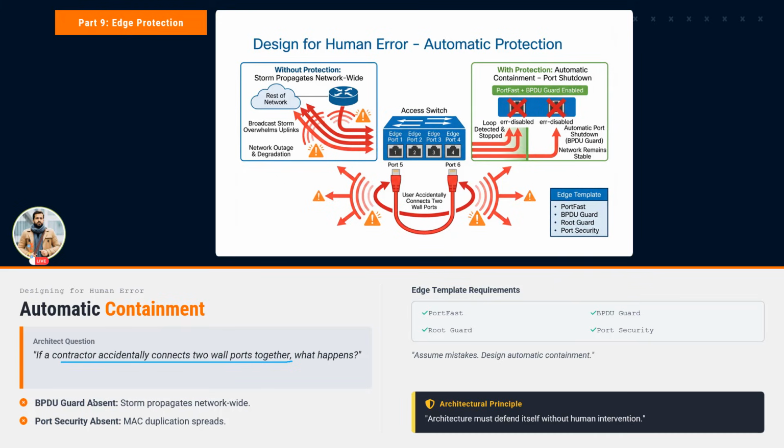What happens? If BPDU guard is absent, the storm propagates. If port security is absent, MAC duplication spreads throughout your network. How do you design for this? Assume mistakes will happen and design automatic containment.